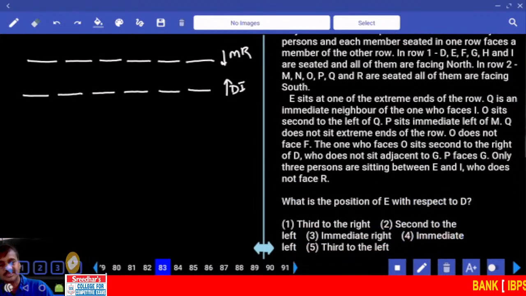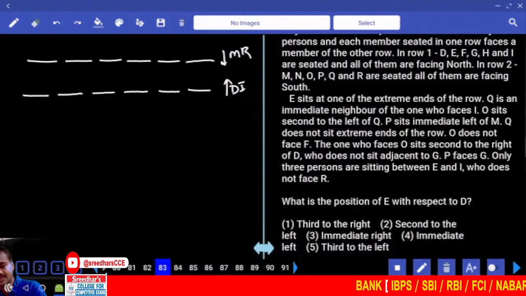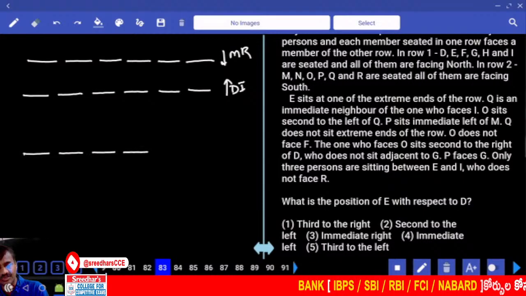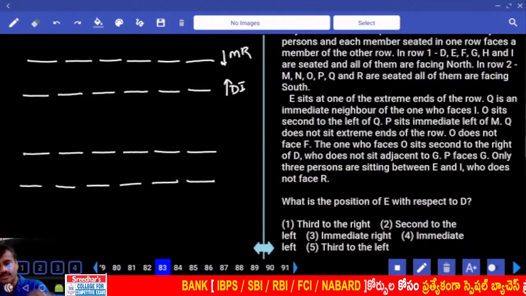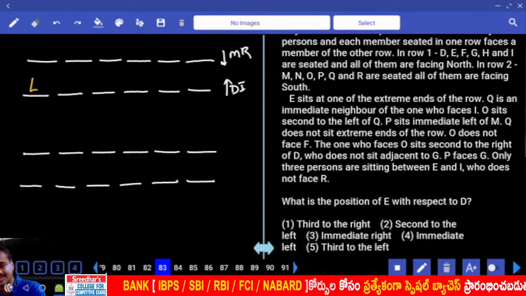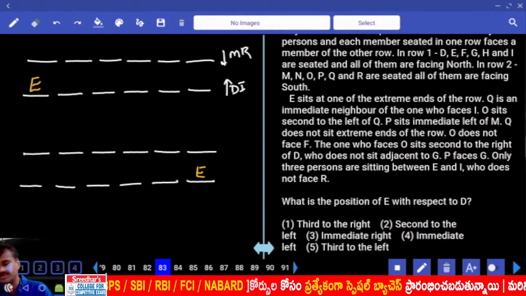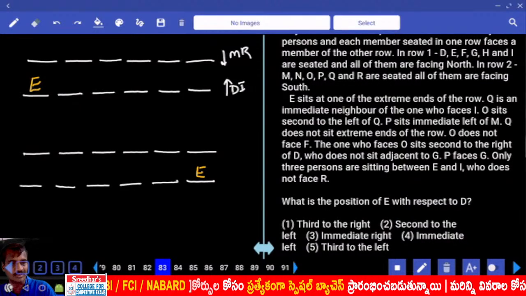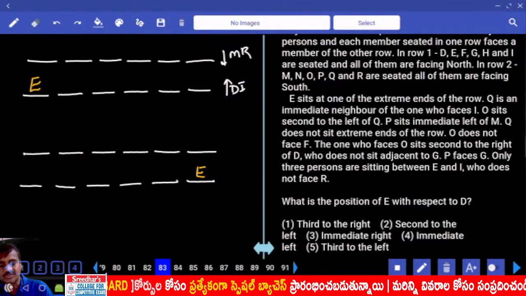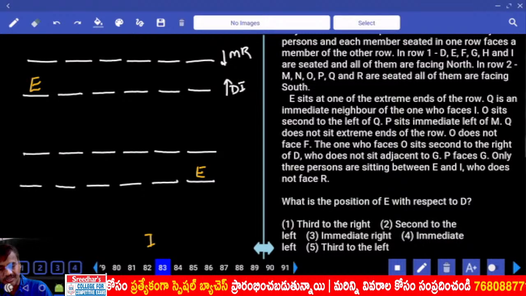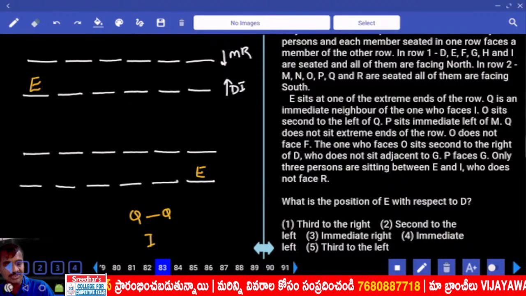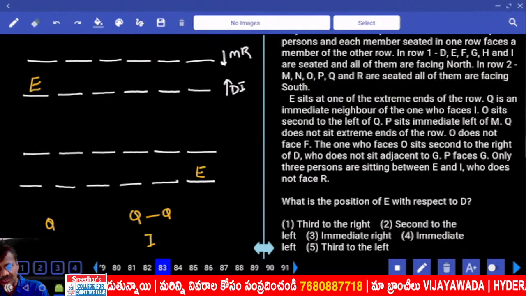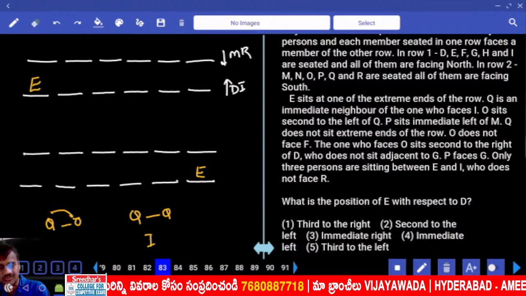Then E sits at one of the extreme ends of the row. As E is at one of the extreme ends of the row, how many possibilities do we have? 2 possibilities. E can be either at the left extreme or at the right extreme. E can be here or E can be here. Q is an immediate neighbor of the one who faces I. I is here, I is opposite, immediate neighbor Q is here at any one of these 2 places. And O sits second to the left of Q. Now Q is here, O is seated second to the left of Q like this.